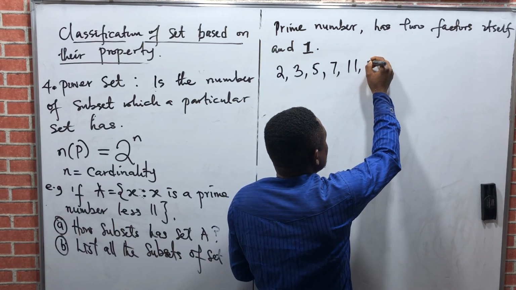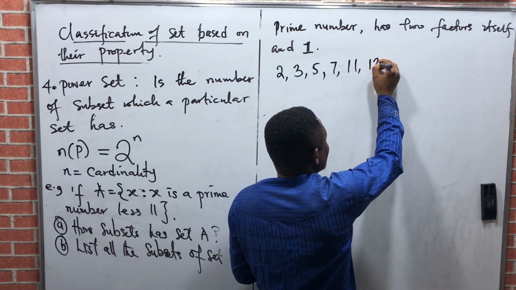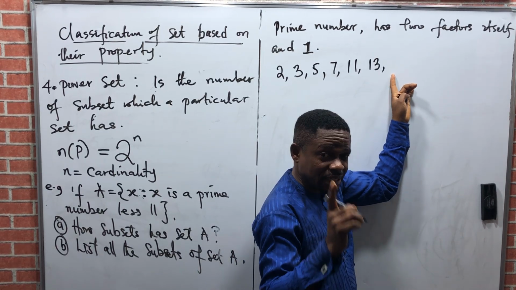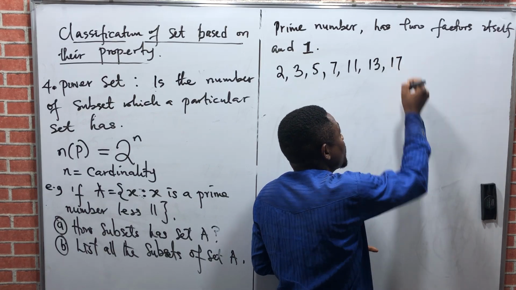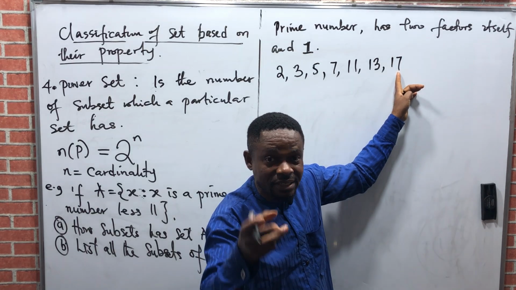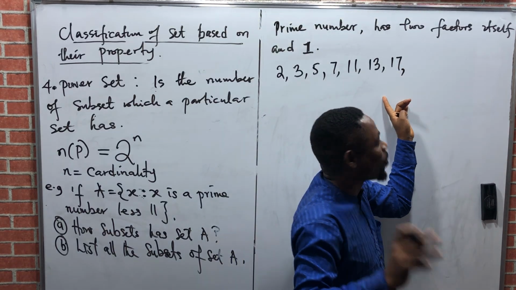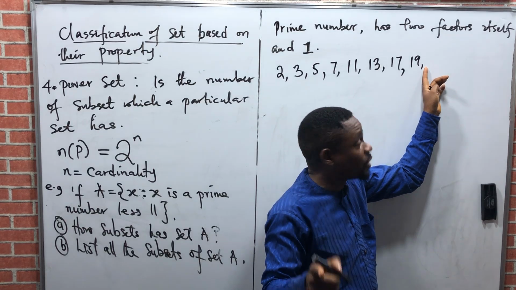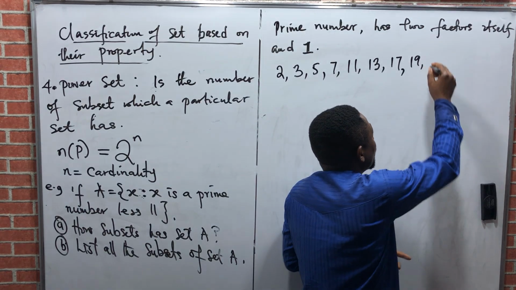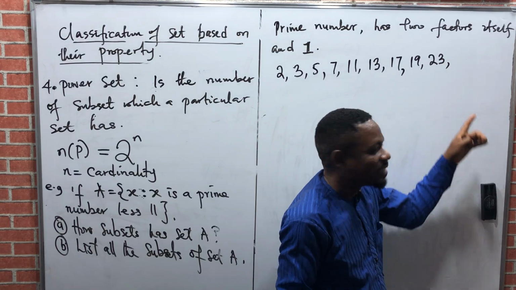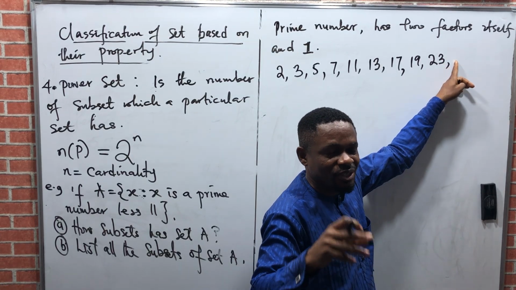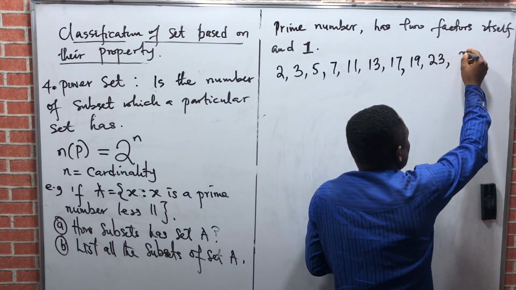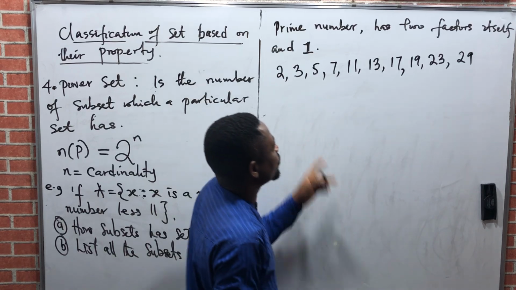12 is not. Then 13 is a prime number. 14 is not. 15 is not. 16 is not. Then 17 is also a prime number because it only has two factors, itself and 1. Then 18, no. 19, I think, is a prime number. Then 20 is not. 21 is not. 22 is not. 23 is a prime number. 24 is not. 25 is not. 26 is not. 27 is not. 28 is not. Then lastly, 29.